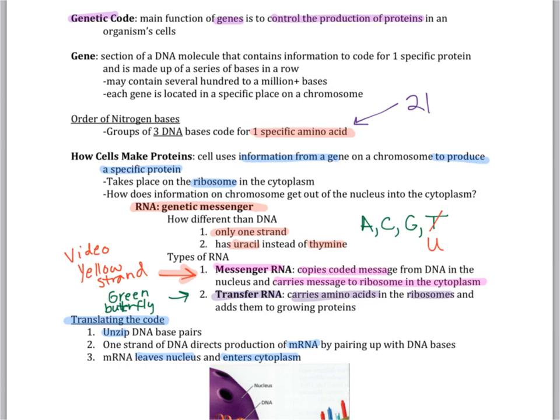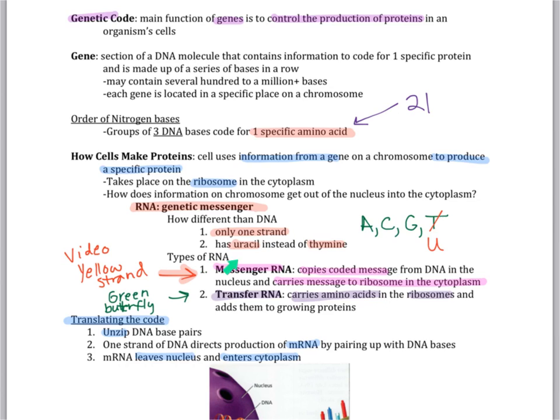So it's a little bit different than DNA. It's only one strand instead of 2 that are wound together, and it has something called uracil instead of thymine. So again, we still have A, C, G, but instead of T, there's a U. But just like T and A pair with each other, U and A would pair with each other in this case. There are different types of RNA.